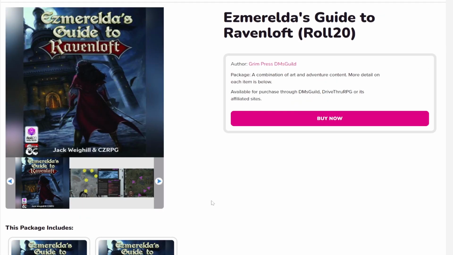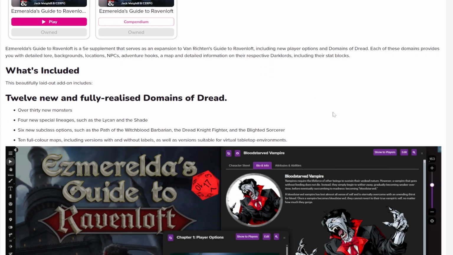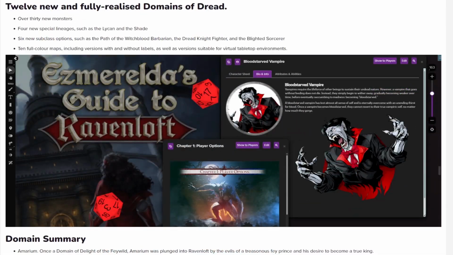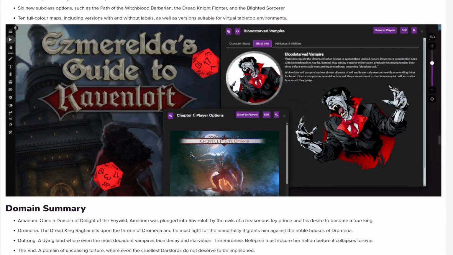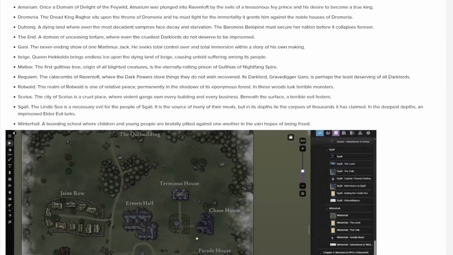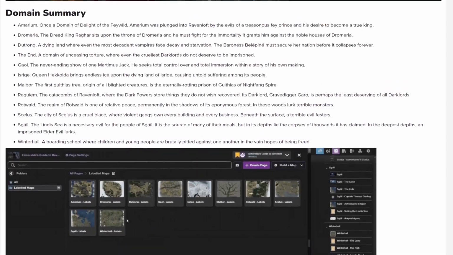But what I'm really here to talk about is it also came with this Ezmerelda's Guide to Ravenloft. And this is a really cool product all on its own. It was actually written back around the time the Van Richten's Guide to Ravenloft book came out. So it's for 5e, obviously with 5.5 conversions to your own needs. And that's partly what I wanted to do today, is talk about one of the subclasses in this book that I just found really cool and really inspiring.